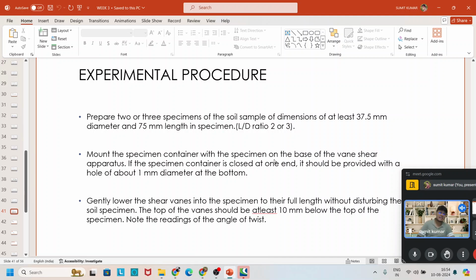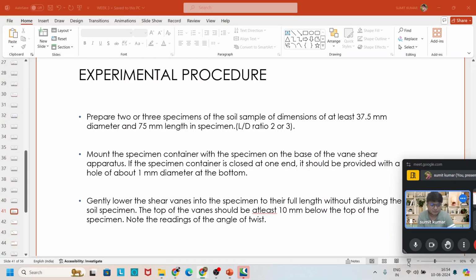If the specimen container is closed at one end, it should be provided with a hole of about 1 mm diameter at the bottom. Now, gently lower the shear vane into the specimen to its full length without disturbing the soil sample. The top of the vane should be at least 10 mm below the specimen surface. Now note the reading of the angle of twist.